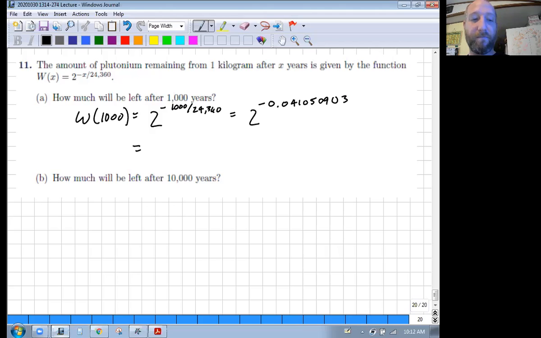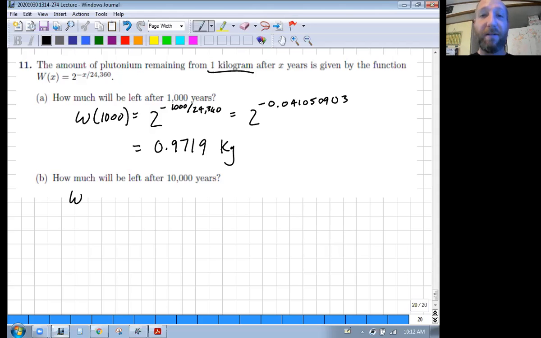All right. So this thing is telling me this is 0.9719. Again, this is kilograms. So we started at 1 kilogram, and according to the formula, it's decayed, right? This is exponential decay. It's decayed to 0.97 kilograms, so it decayed just a little bit.